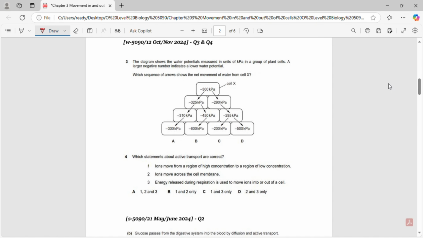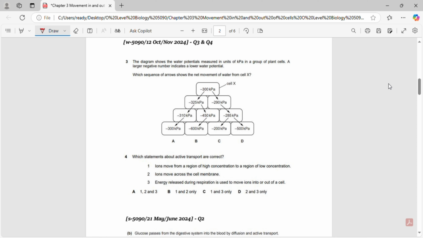The next question includes a diagram that shows the water potentials of plant cells arranged in a specific order. It explains that a greater negative value indicates a lower water potential. This concept is important, so pay close attention. To determine the direction in which water will move from cell X, we must remember that water flows from areas of higher water potential to areas of lower potential, similar to how water naturally moves downhill. We will analyze the movement step by step.